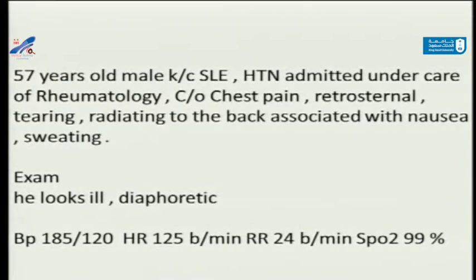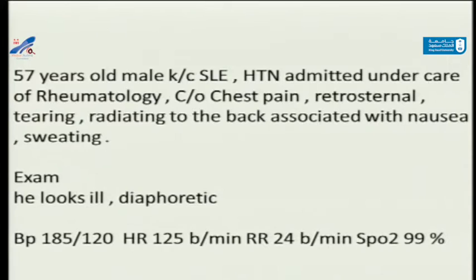So I need to see him now. What can I do for him, should I intervene in the meantime? There's not much I can do other than requesting ECG, chest X-ray, and calling for help. So what are the life-threatening possibilities in this case? Aortic dissection, right? MI is still a possibility, but my top differential is aortic dissection. Based on what? History, right? Risk factors, having hypertension, SLE, right?